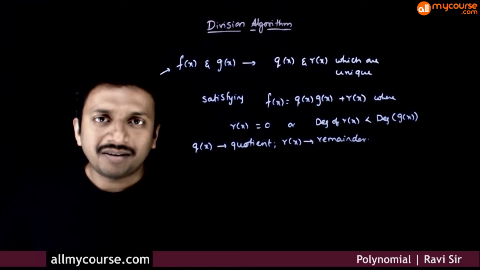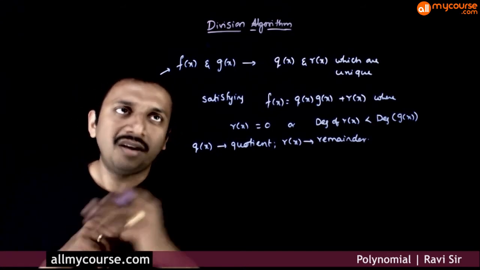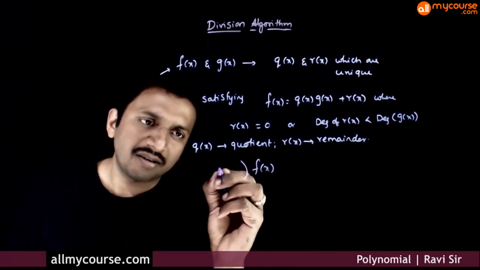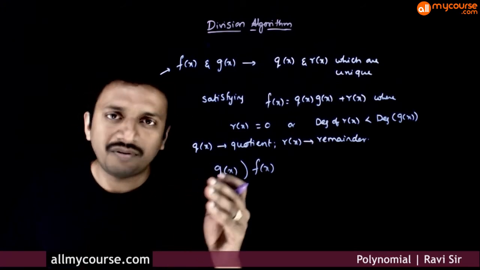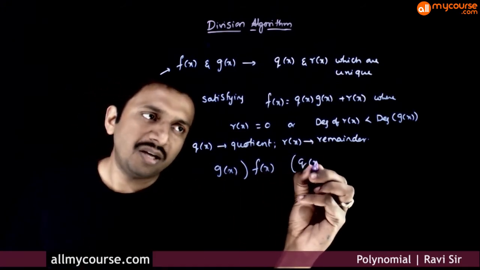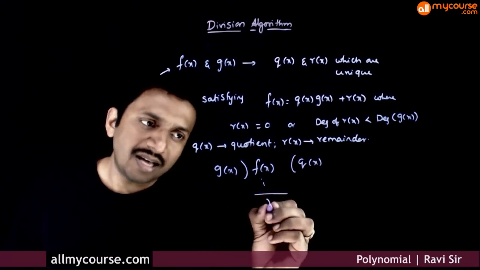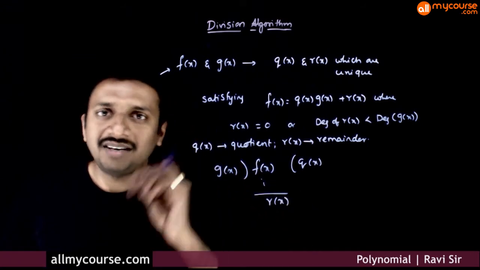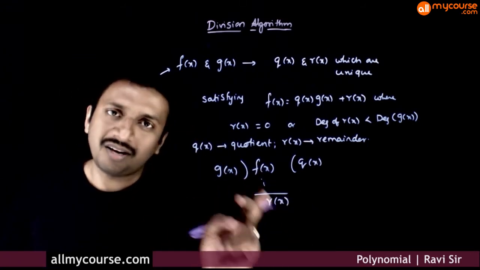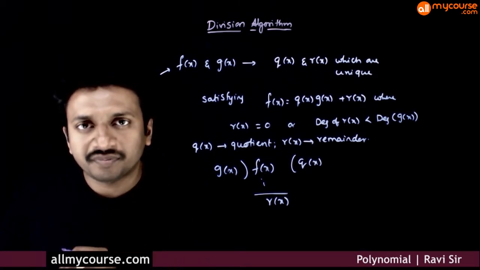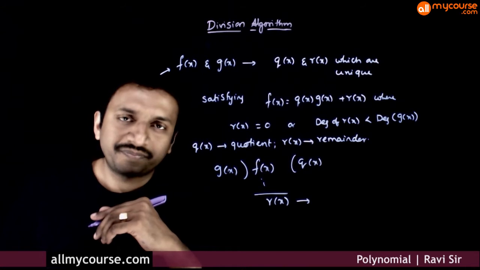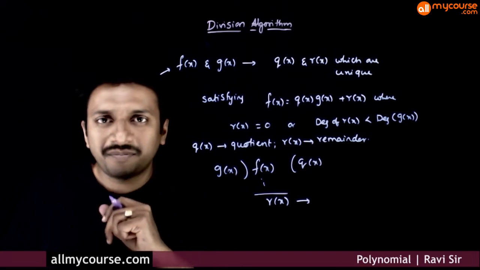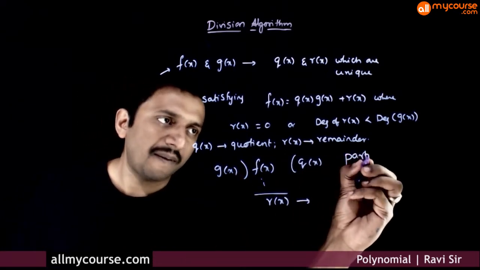This algorithm looks complicated, but what it effectively says is, if you have two polynomials f of x and g of x, and you divide f of x by g of x, you know how to divide polynomials, you get some unique quotient and some unique remainder whose degree is less than the degree of g of x, or the remainder can also be equal to 0. For example, if f of x is a polynomial and g of x is a linear polynomial, let us take a particular case.